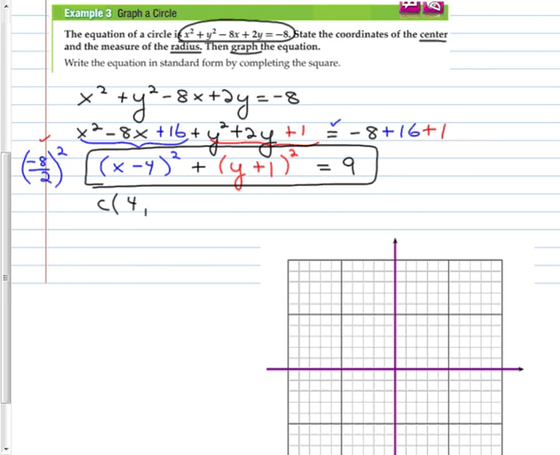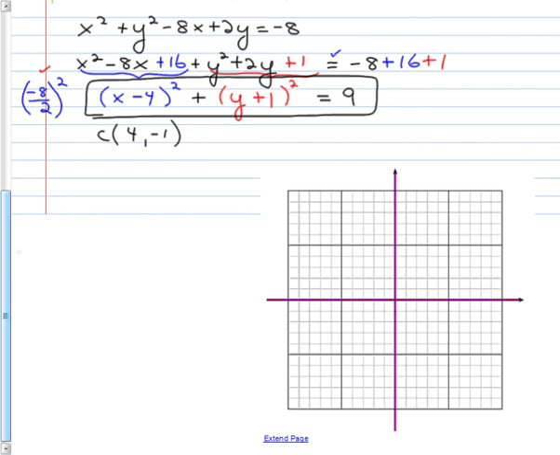Positive 4, negative 1. That's the center of the circle. Eventually, they're going to want us to graph it. Let me do this. 4, negative 1. Right there is the center of my circle.